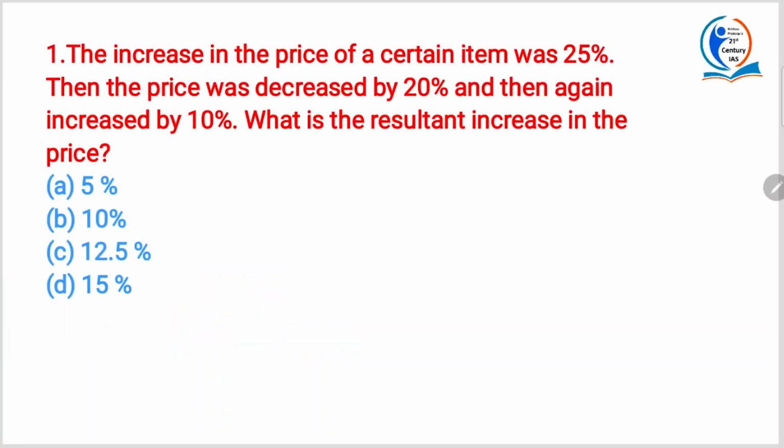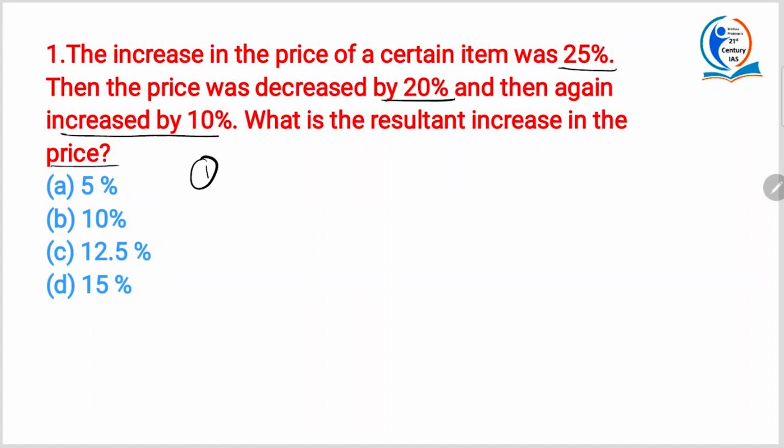Let us look into the first question. The increase in the price of a certain item was 25%, then the price was decreased by 20%, and then increased by 10%. What is the resultant increase in the price? Okay, now there are two concepts here.